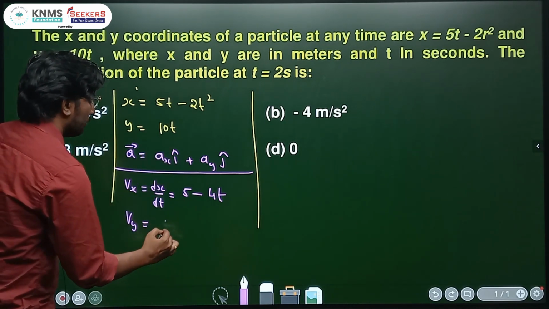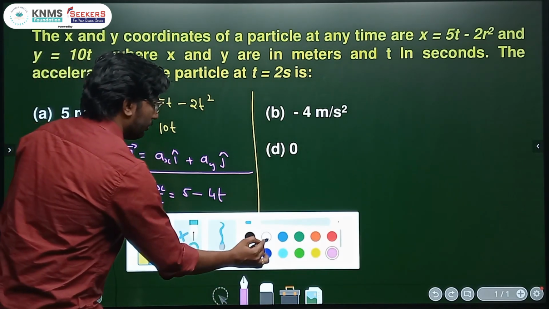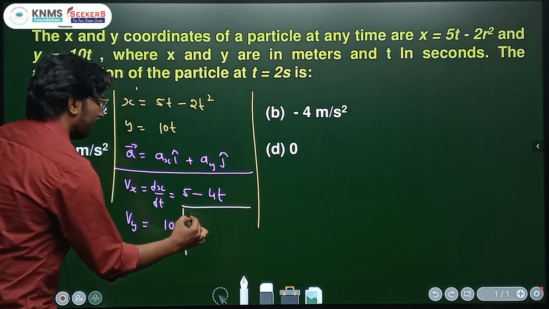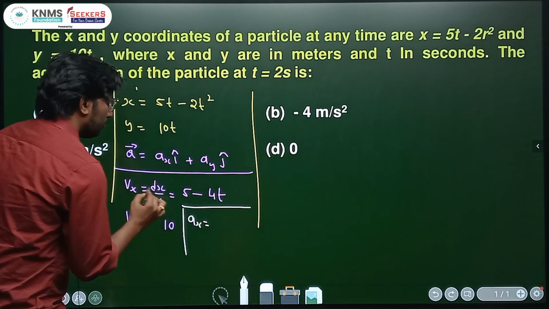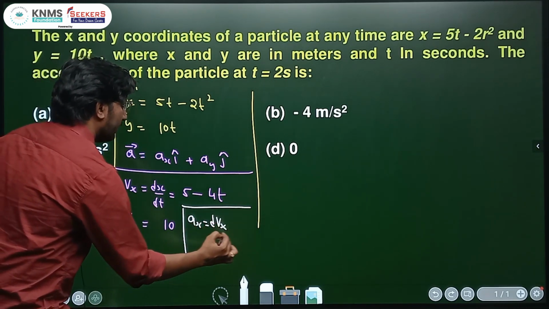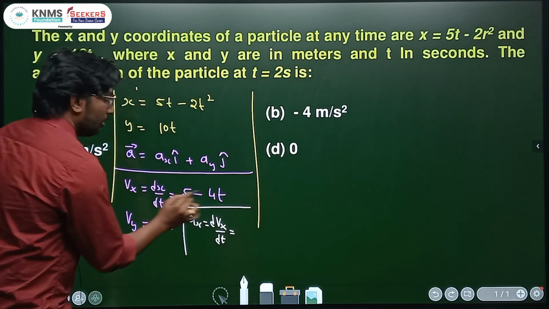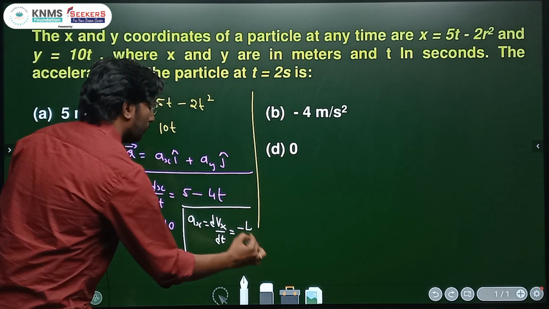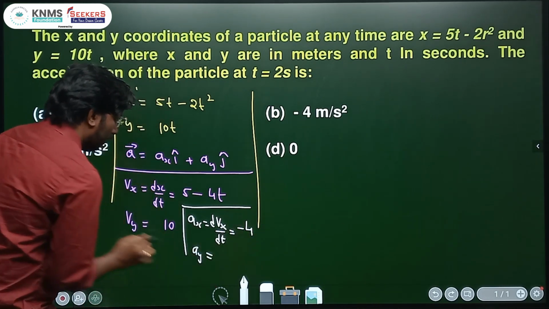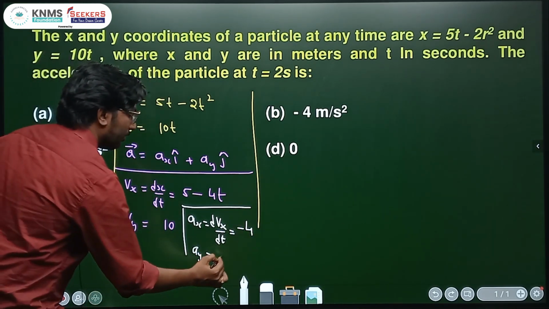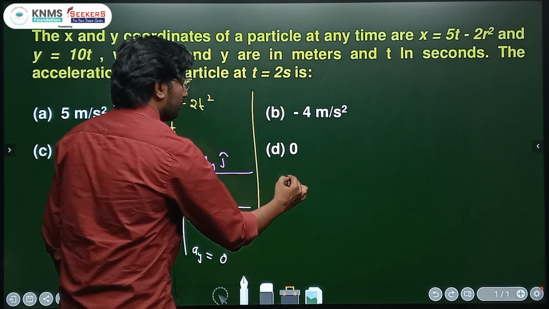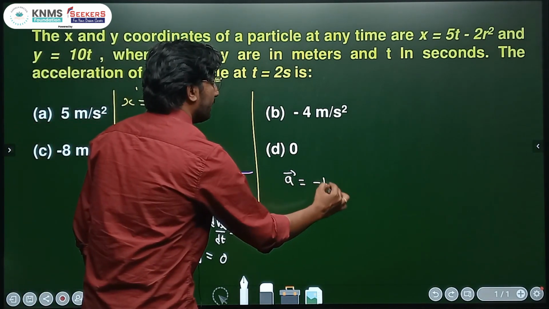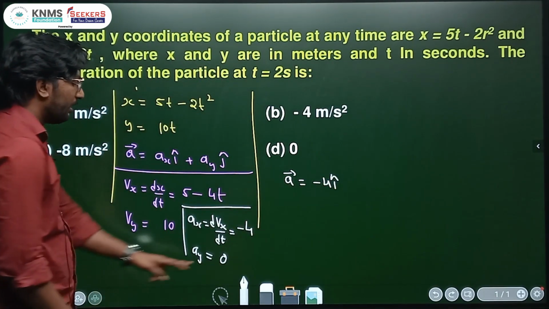Then you differentiate this vx again to get ax. The ax value will be obtained by dvx by dt. Differentiating the vx component, 5 differentiates to 0, and this will be minus 4. And for ay, vy is a constant, that is 10, so ay will be 0. Therefore, as a total answer, the acceleration vector is ax i cap, that is minus 4 i cap, and ay j cap, but the ay value is 0.